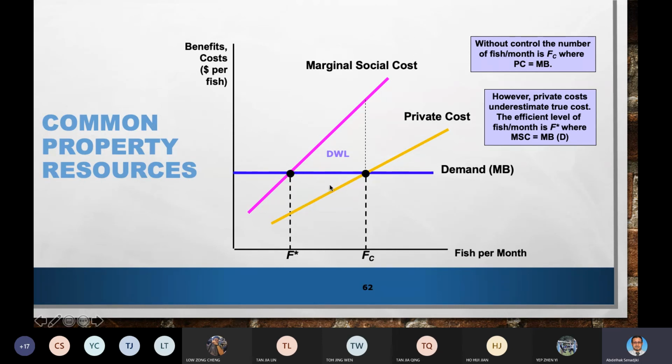So there is room to fish and fish, because now anyone can enter and there is no one to control. It is public property. So people come and fish until they reach FC. There, the private cost equals the marginal benefit, MB, and they will stop. They will not fish more than FC because the marginal private cost would be more than the marginal benefit, and increasing one more unit of fishing after FC would mean losing money, not making money.